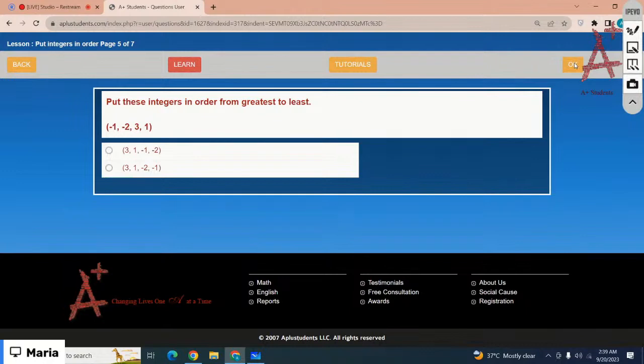Put these integers in order from greatest to least. So which is the correct option, 1 or 2? Greatest to least, right? Very good. That would be option number 1.